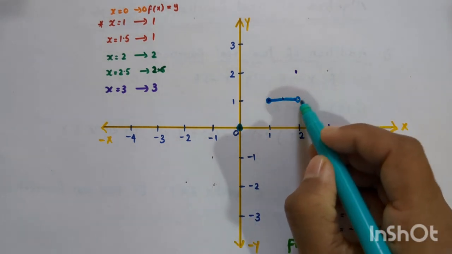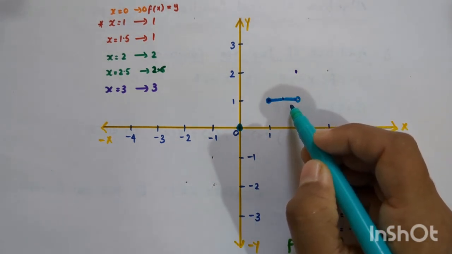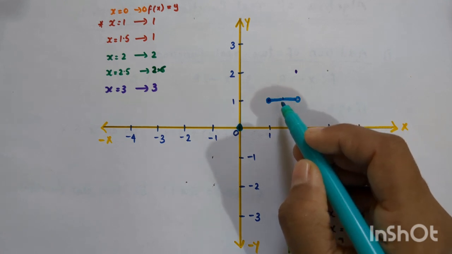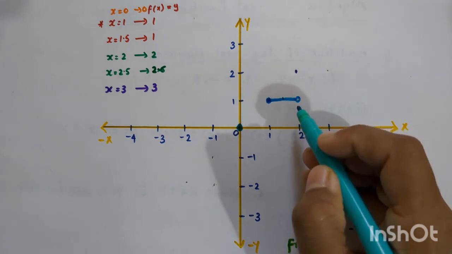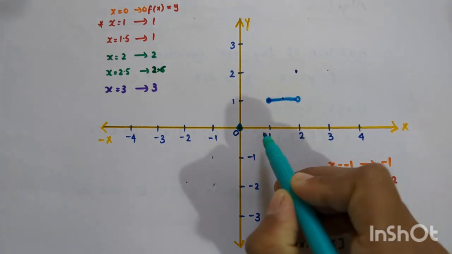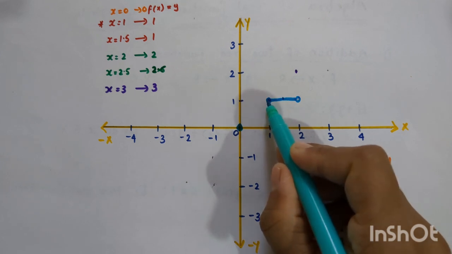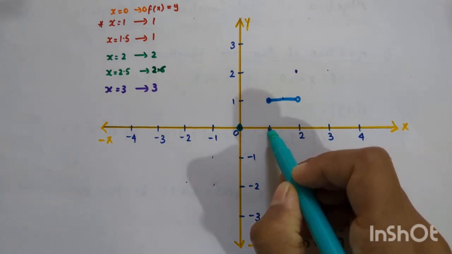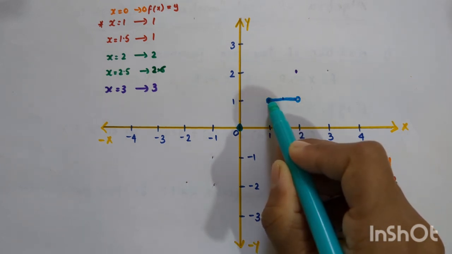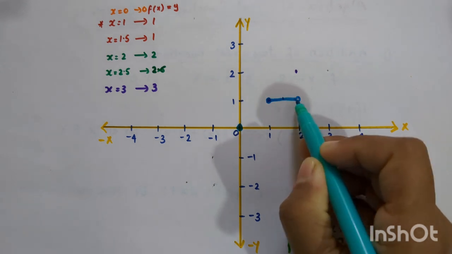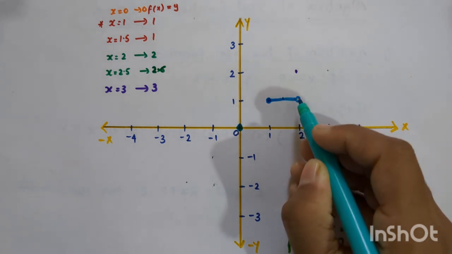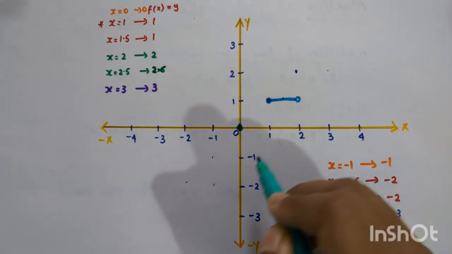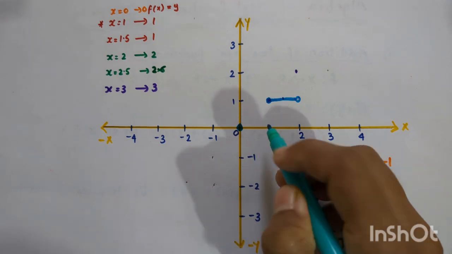Okay, here we have a closed point that indicates that when x is equal to 1, y value is 1. From x is equal to 1 to 2, y value is the same 1, but at 2 it is not so. Okay, that is why an open circle here at 2.